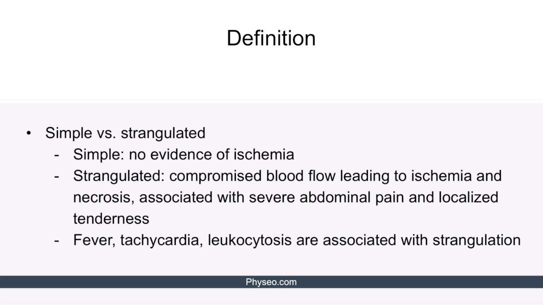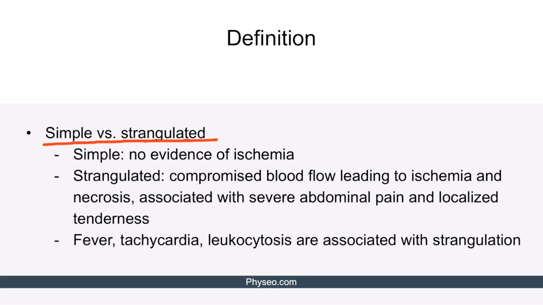After determining if the obstruction is partial or complete, one can determine if the obstruction is simple or strangulated. If the bowel obstruction is simple, there is no evidence of bowel ischemia. However, if the bowel is strangulated, it means that there has been a compromise in blood flow leading to ischemia and necrosis of that portion of bowel.